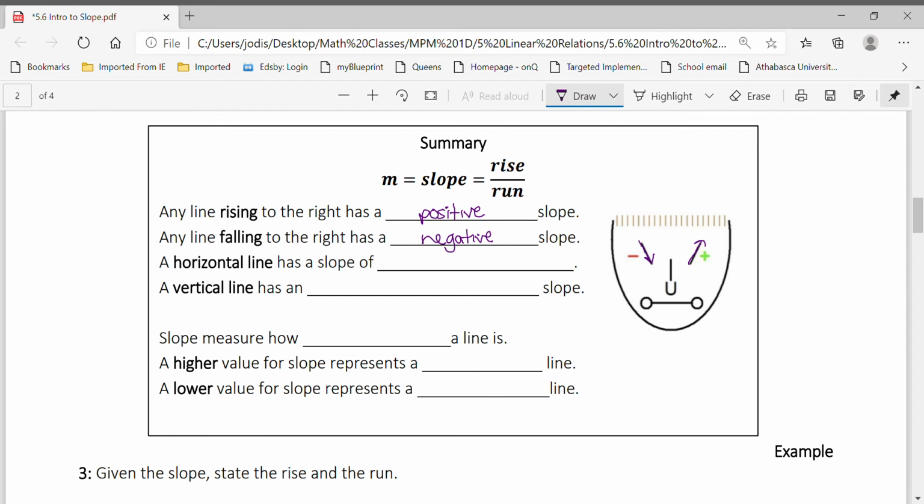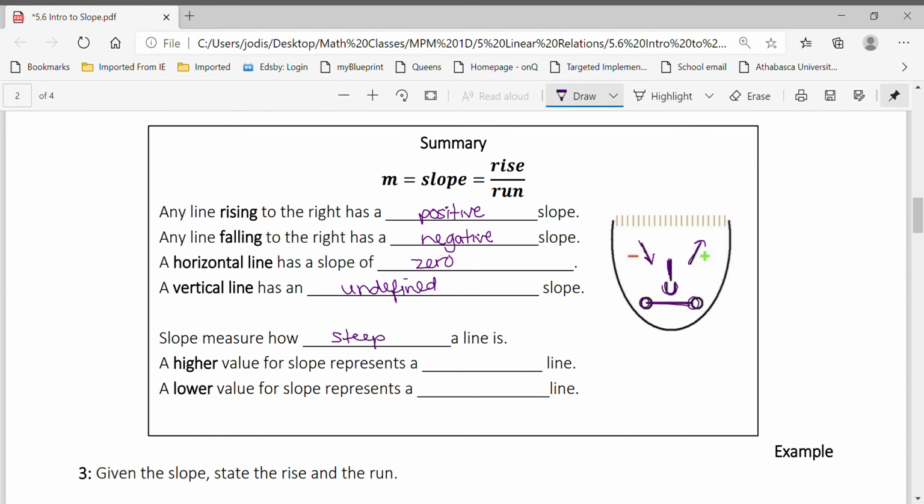A horizontal line has a slope of 0, so our little face here. And a vertical line has an undefined slope. So that would be like your nose part, and that's why we got U for undefined. And then on our mouth, the zeros remind us that horizontal lines have slopes of 0.